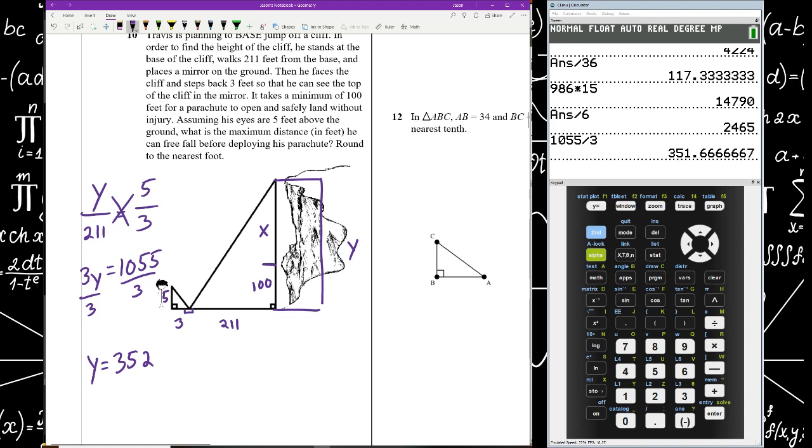We don't want to do that. We want to make sure he can land safely. So we have to actually take the 100 feet from that. When we do that, we get a final answer of 252 feet for the distance he can free fall before opening up his parachute.